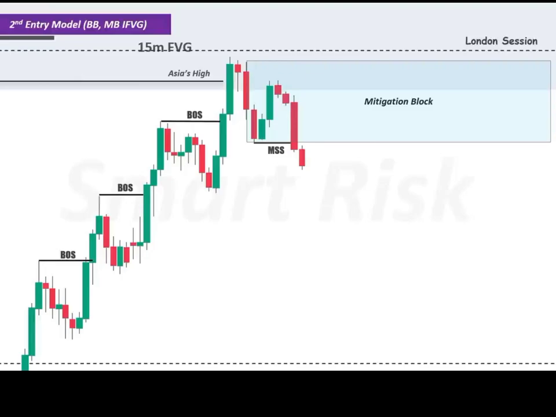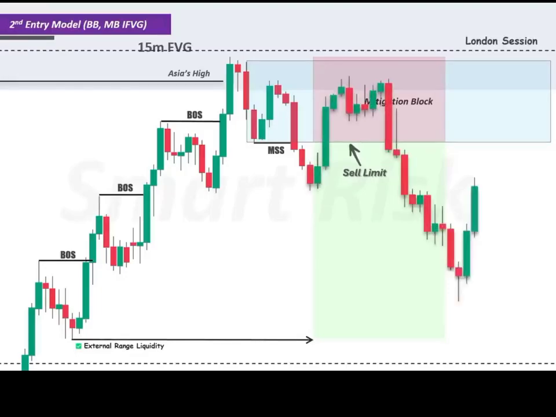Then, we place a sell limit order at the lowest point of that mitigation block, with the stop loss a few pips above the nearest swing high, and wait for the price to retrace into the zone. If the first trade is already running in profit, we can always add another position as a continuation setup if price forms a new bearish fair value gap during the next pullback. In that case, the next unmitigated bearish fair value gap becomes our second entry zone.